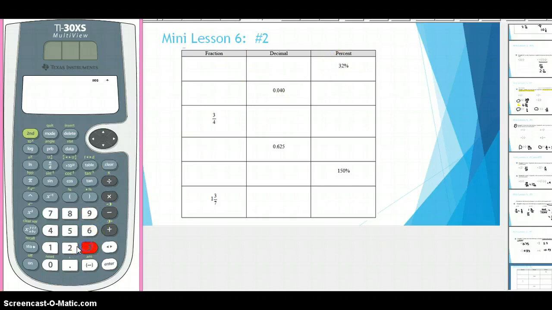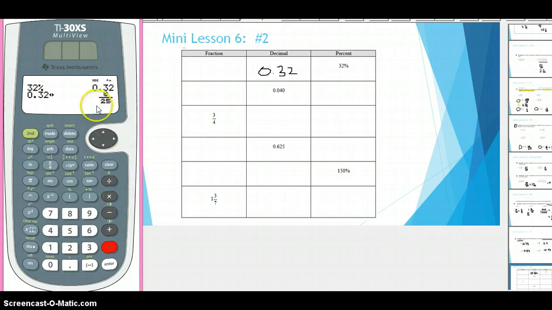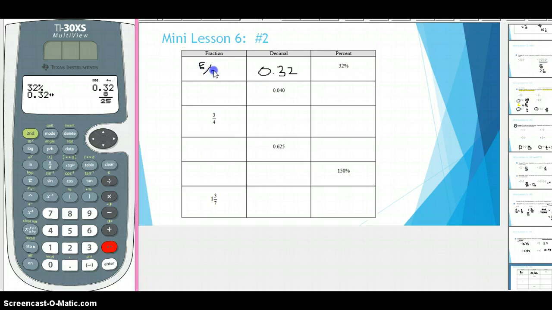So we have 32%, and I'm going to put the percent symbol. Remember, percent means per 100. Now I'm going to hit enter, and it gives me the decimal value for 32%. So as a decimal, this is 0.32. Now I'll just use this button to change it to a fraction, and it will simplify the fraction for me. And notice as a fraction, it's 8 over 25.